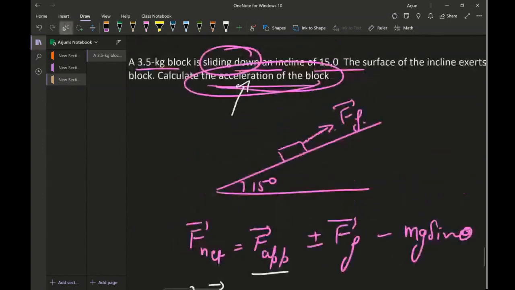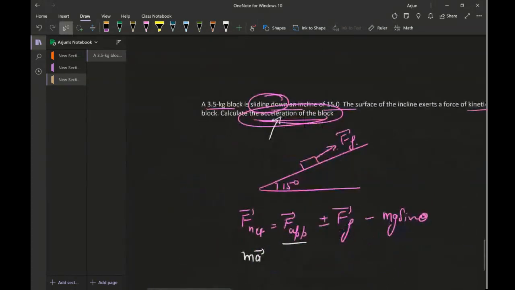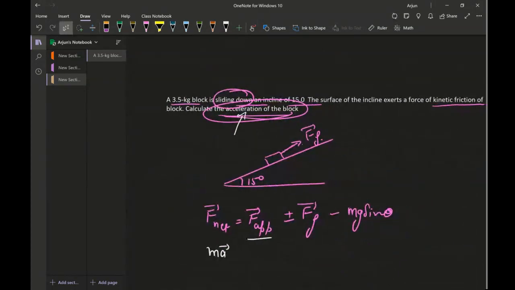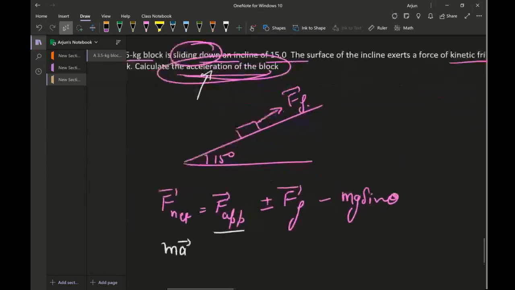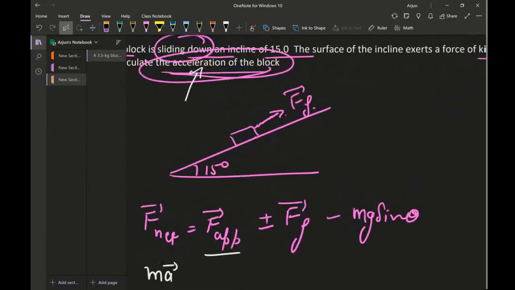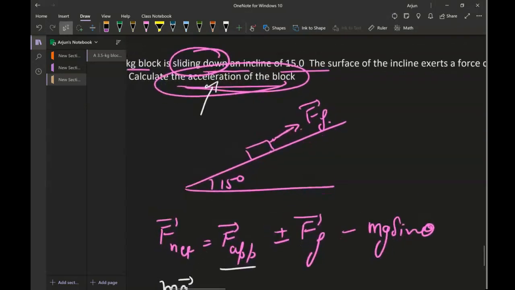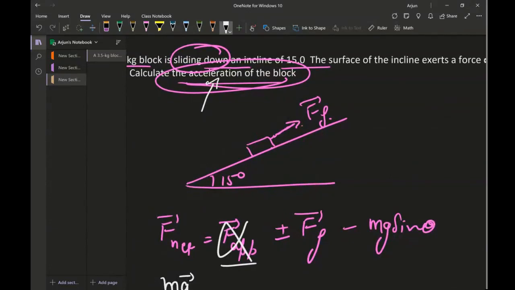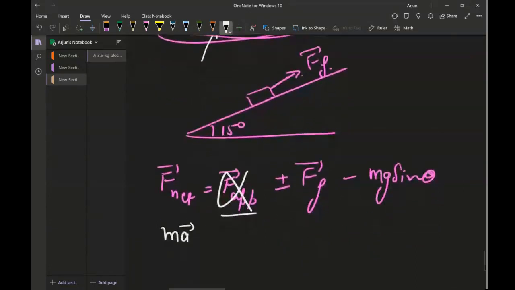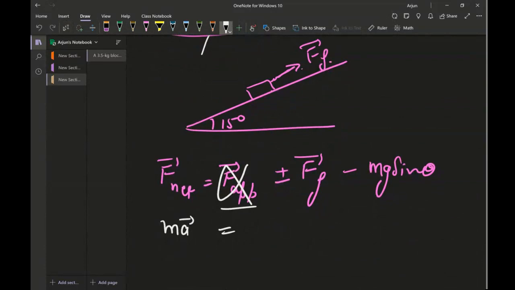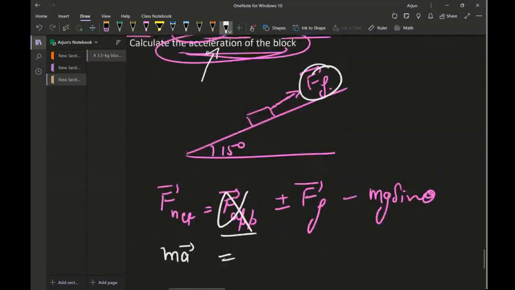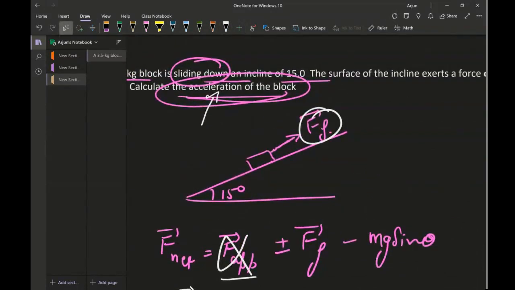Is there any applied force on this block? Means, are we applying any force purposefully? No, there is only gravitational force acting, because of which the object is trying to slide downwards. So in this scenario, applied force is equal to 0, and force of friction is equal to mu mg cos theta.